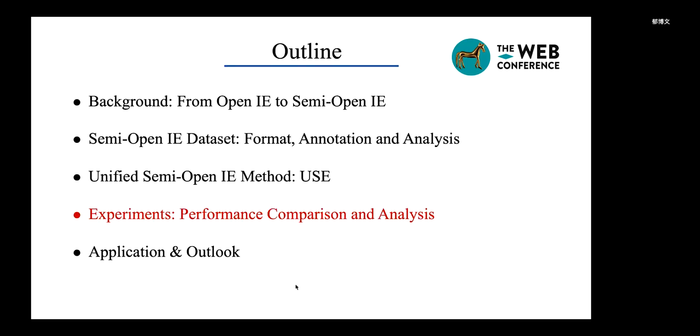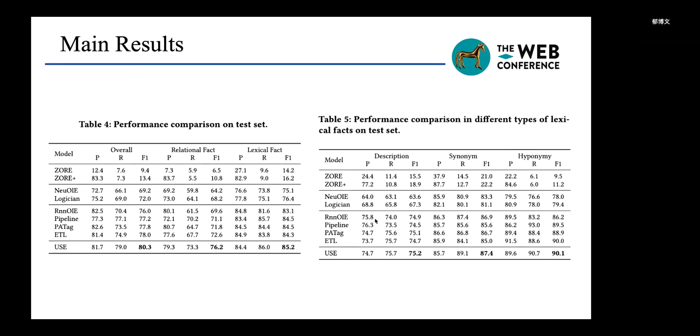In order to evaluate the effectiveness of our method, we conduct experiments on the semi-open IE dataset. Specifically, we adapt recent state-of-the-art information extraction models to semi-open IE, which can be classified into three classes: rule-based, generation-based, and tagging-based. Tables 4 and 5 summarize the main results. Our proposed model significantly outperforms competing baselines and achieves the best overall F1 score.